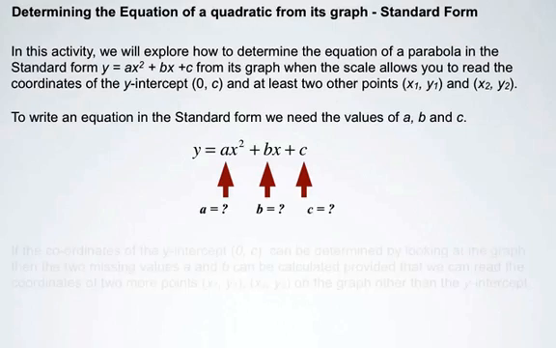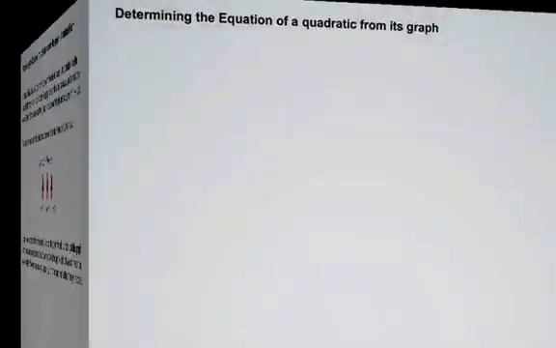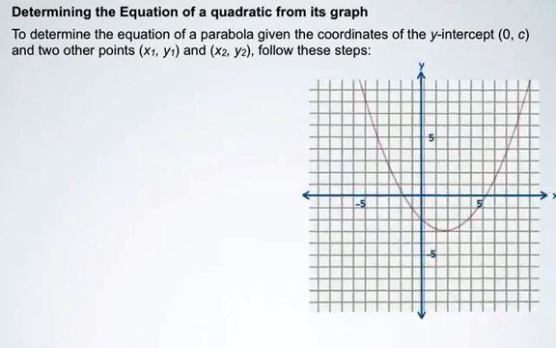If the coordinates of the y-intercept 0, c can be determined by looking at the graph, then the two missing values, a and b, can be calculated provided that we can read the coordinates of two more points, x1, y1 and x2, y2, on the graph other than the y-intercept. To determine the equation of a parabola given the coordinates of the y-intercept, 0, c, and two other points, x1, y1, and x2, y2, we'll follow these steps.